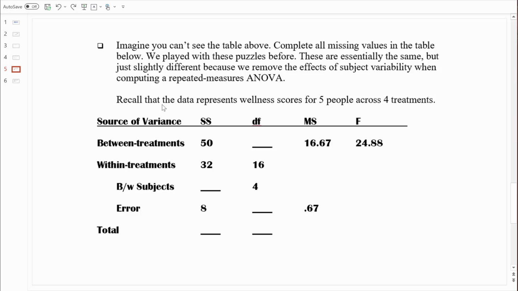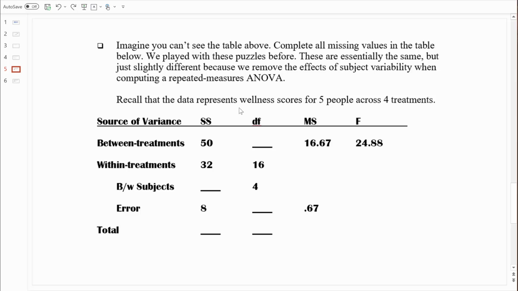Here's the important information that we need. It says, recall that the data represents wellness scores for 5 people across 4 treatments. There were 5 people who suffered from depression, and we tested them across 4 different treatments where each treatment had a different level of drug, 0 milligrams, 10 milligrams, 20 milligrams, or 30 milligrams. Based on that information and the numbers that are in the table already, we should be able to fill in all of the missing data.